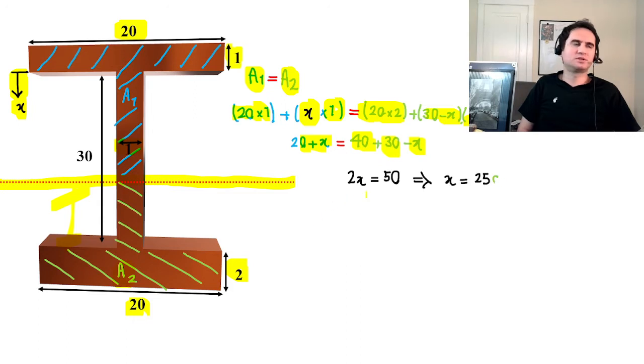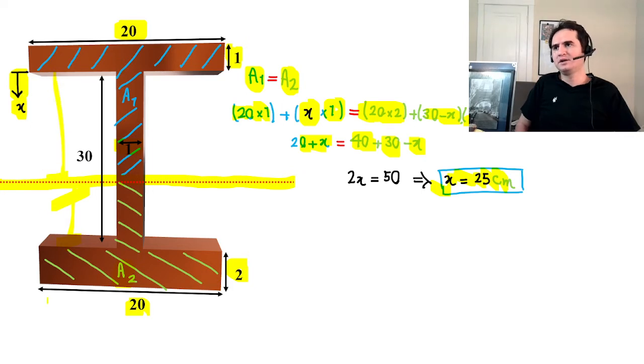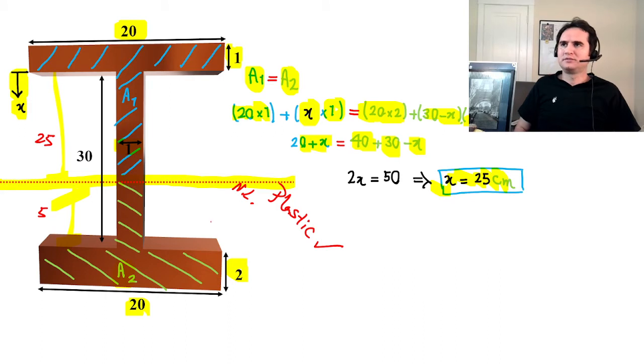So that's 2x equal to 50, and x is equal to 25 centimeters. So this downward distance is 25, and the other is definitely 5. This is the neutral line for plastic, or the plastic neutral line, which just says A1 should be equal to A2.